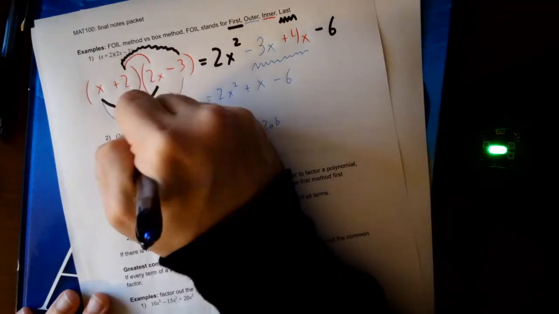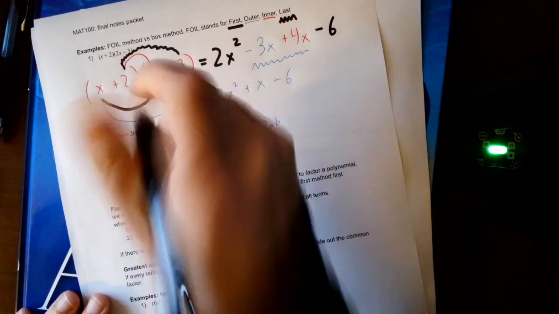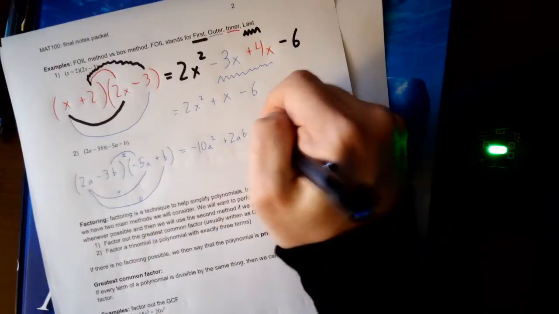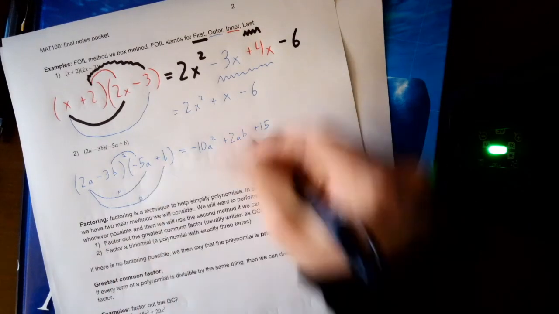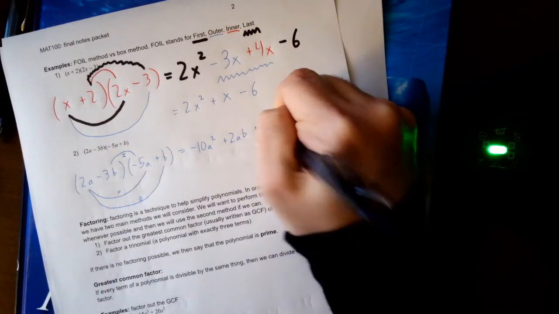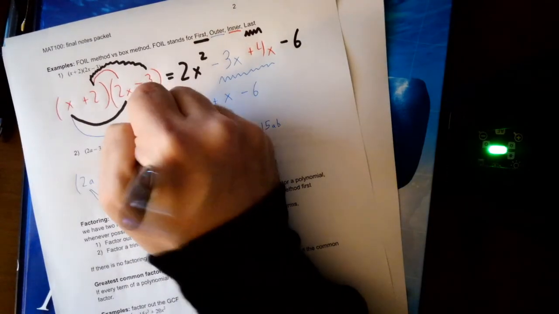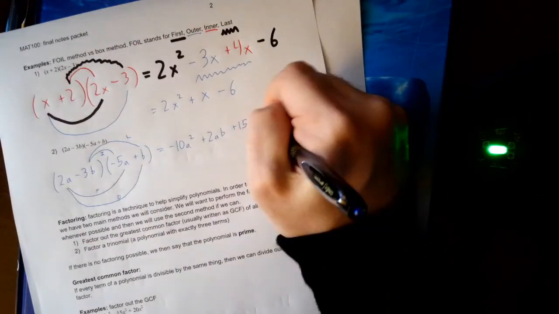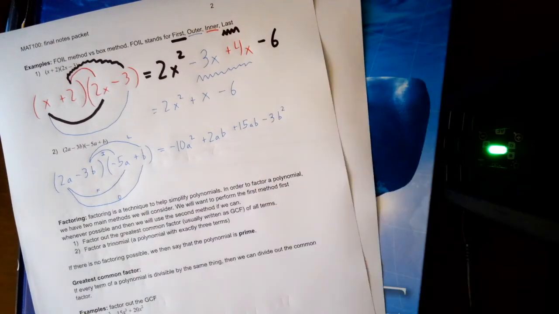Then we'll do the inner. Negative 3b times negative 5a. Negative and negative make a positive 15. And we have a and b again, so I'll write ab. And then we do the last, which is negative 3b times positive b, which will be negative 3b squared, right?